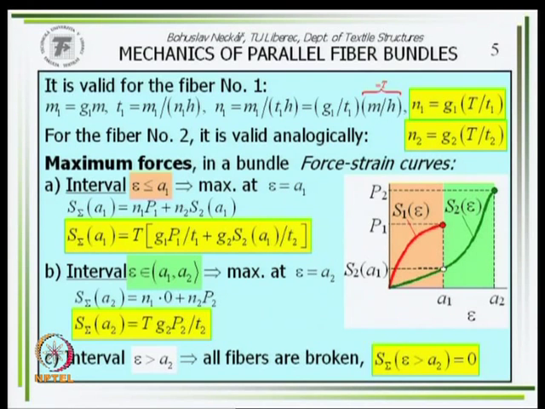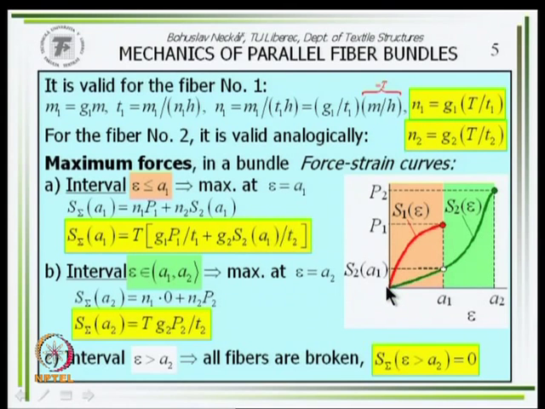In the first interval from 0 to A1, in which point from this interval is the total force in the bundle maximal? In which point? You see each fiber with epsilon takes higher and higher force, red as well as green. So the highest force must be in the point epsilon equal A1, isn't it? Is it logically clear? Yeah. So what is the force in the bundle when epsilon is equal A1? It is shown here. It is force S sigma in the point epsilon equal A1. So S sigma A1, isn't it?